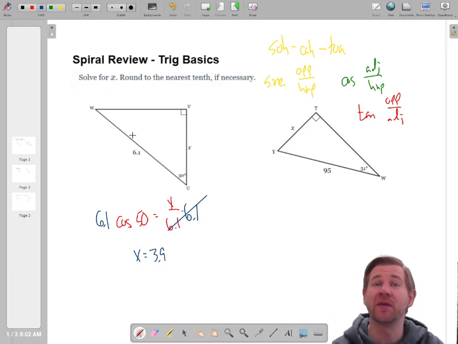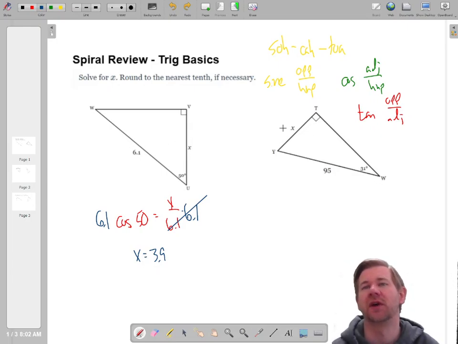One quick thing to remember, the hypotenuse should always be the longest side. So if I would have gotten like 7 there, I'd be like, that's wrong. The hypotenuse has to be the longest side. So just make sure that this makes sense. 3.9 is less than 6.1. We're good. Let's try another one.